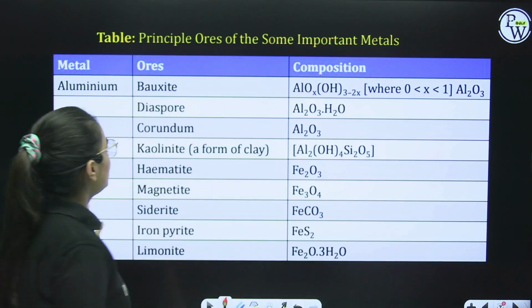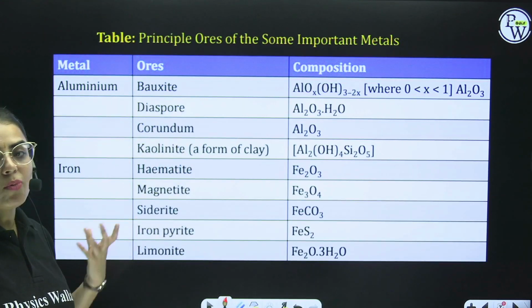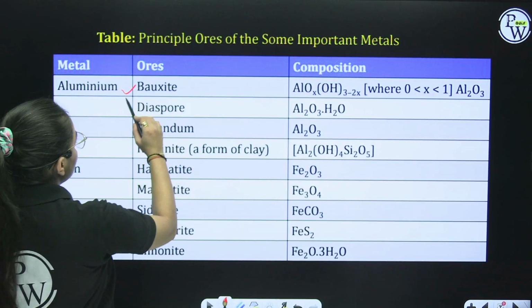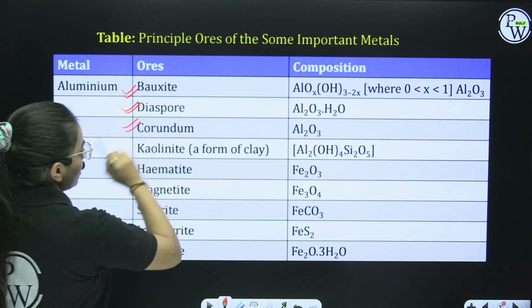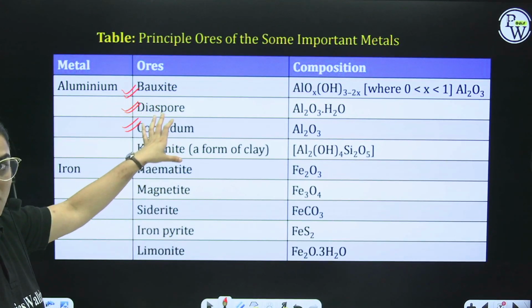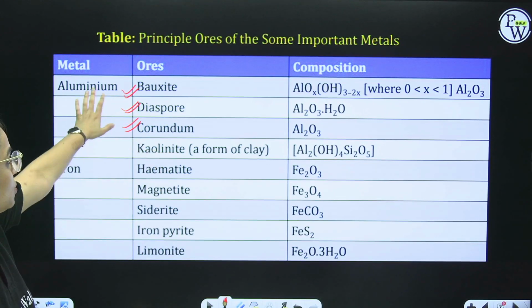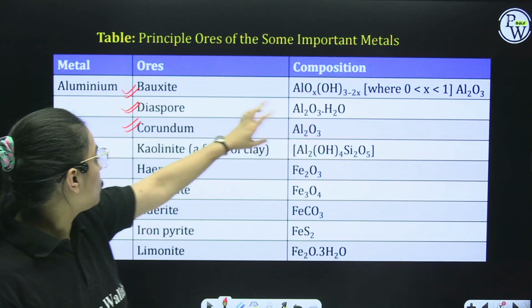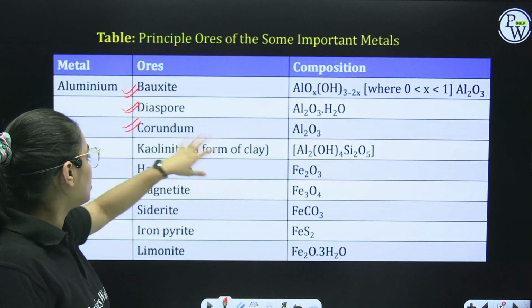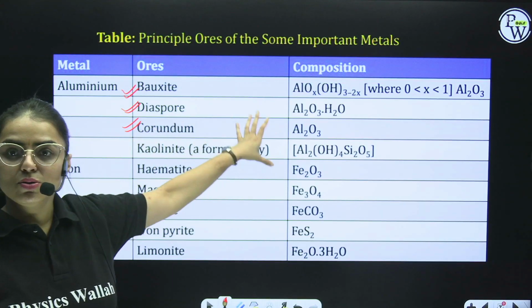So let's talk about aluminium. In aluminium, the more important ores are bauxite, diaspore, and corundum. All of these three are important. Bauxite is Al2O3, then diaspore is Al2O3.H2O, then corundum. So yes, you should know about it.